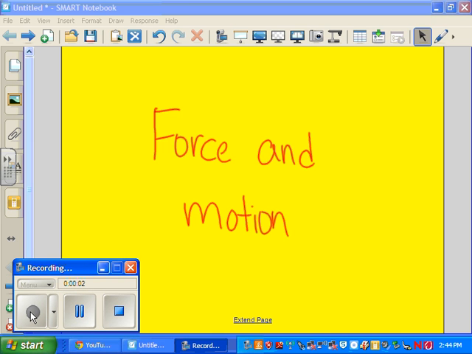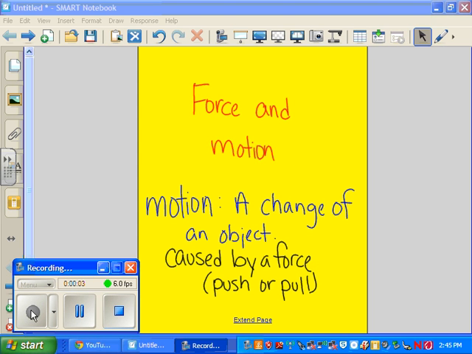Section on force and motion. We're going to start with recording our vocabulary terms for this unit. This needs to go in your lab journal. Sorry, on the next available page.